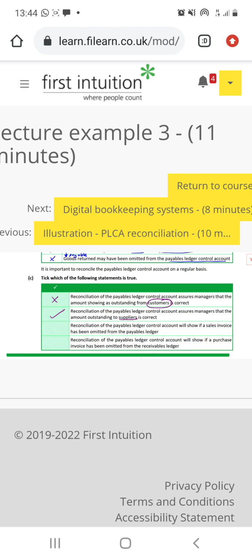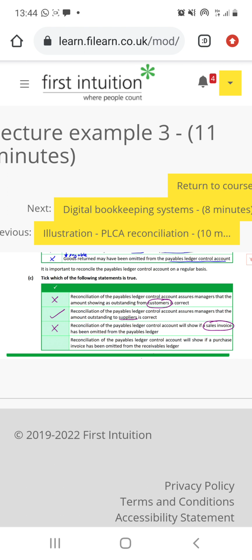The third one. Reconciliation of the payables ledger control account will show if a sales invoice has been omitted from the payables ledger. Well, again, the massive problem there is that they're talking about a sales invoice. This is nothing to do with sales invoices, because sales invoices go to your customers, and they're what we deal with in receivables and receivables control accounts. Here, because this is payables, we're dealing with purchase invoices, not sales invoices. So again, the terms in that statement just don't work.